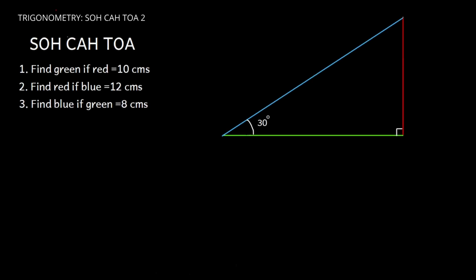So let's have a look at question 1. Find green if red is equal to 10. So there's the diagram marked up. So which bit of SOHCAHTOA are we going to use?